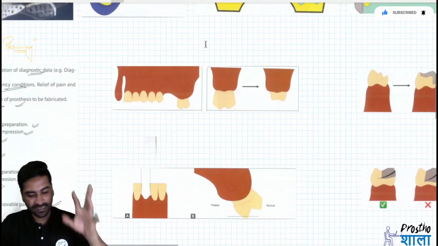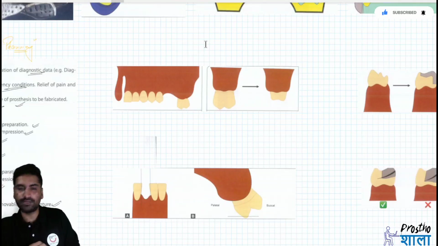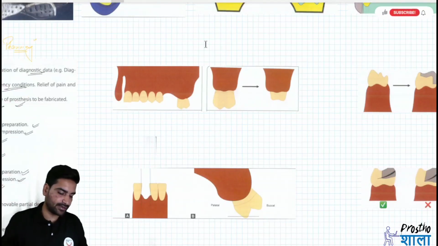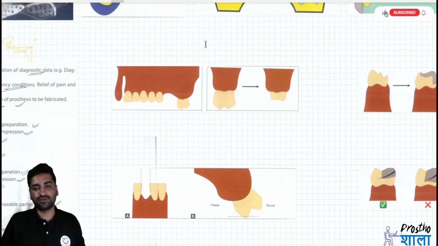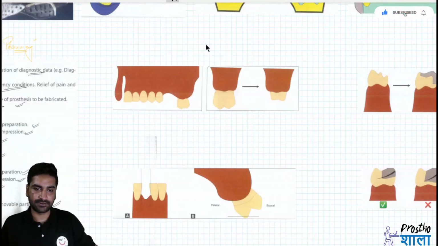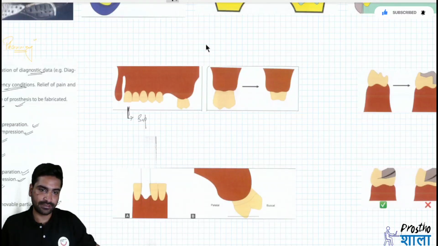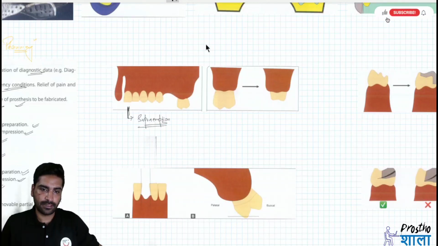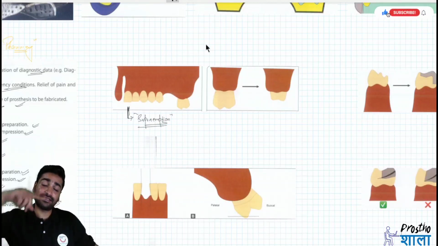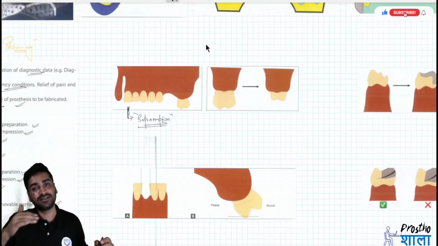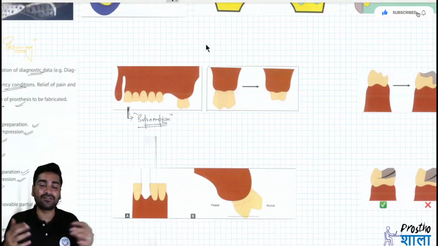Now what we are left with is the common problems faced during the treatment planning. So what are the common problems you might face when you are planning the treatment of the patient? The first, commonest problem is the supra eruption of the teeth. For the supra eruption, as we discussed in the flowchart of consequence of tooth loss, we have mild, moderate and severe forms of supra eruption.